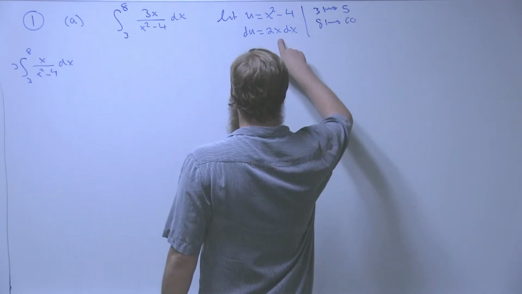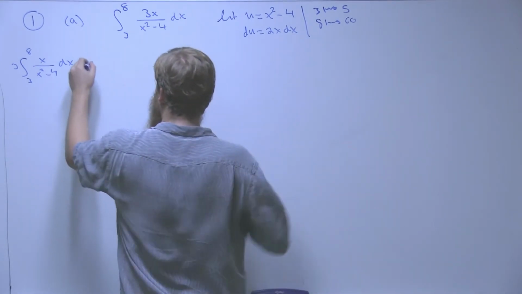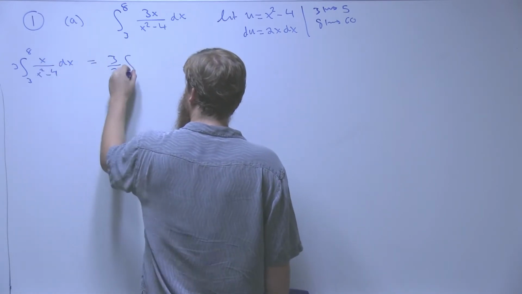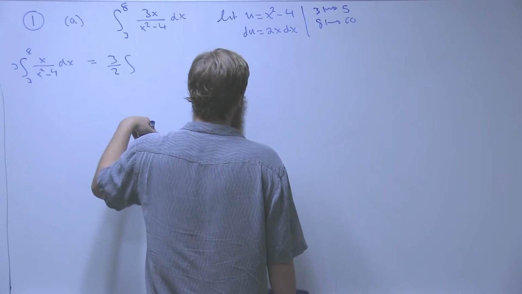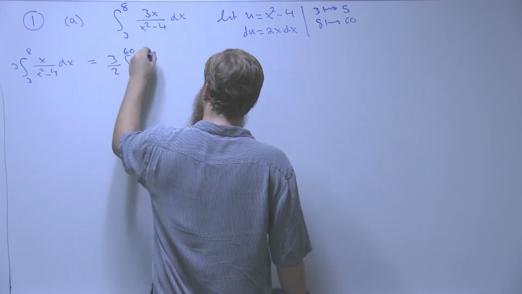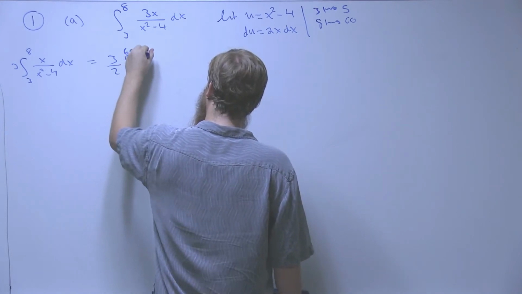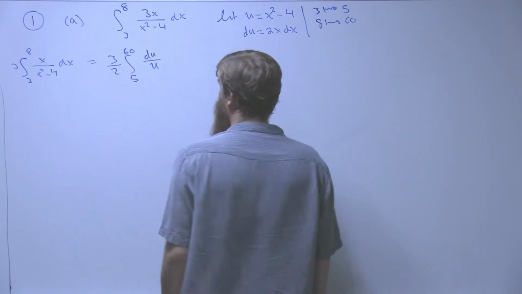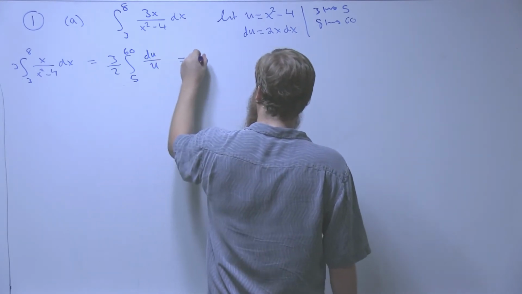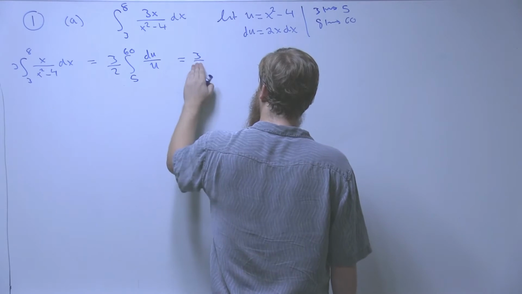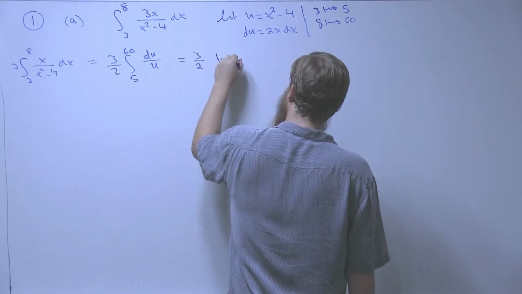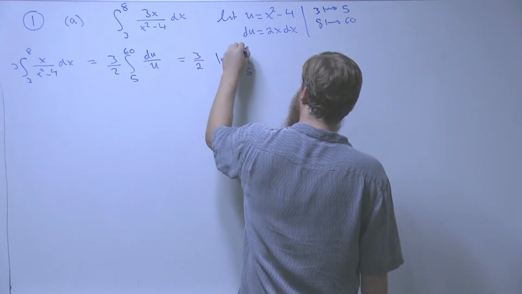x dx is equal to 1/2 du. So this piece can be replaced by 1/2 du. So my integral becomes 3/2 times the integral from 5 to 60 of du over u. The antiderivative is just log u, or natural log u. So I've still got my 3/2, and now I have the natural log of u being evaluated between 5 and 60.